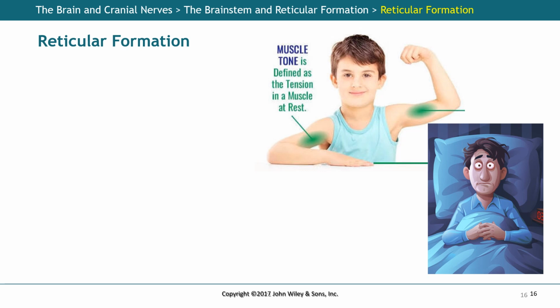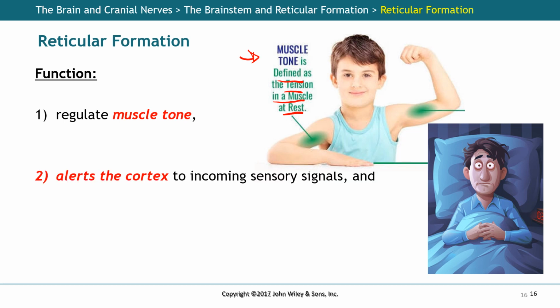So there are many functions. I'm just going to highlight three. One of them, as you can see here, is helping to regulate muscle tone, and muscle tone is defined as the tension in a muscle at rest. So here you can see this man showing his muscle because the reticular formation is working well, and it's helping to regulate his muscle tone. The other thing that the reticular formation is involved in is helping the brain alert the cortex that there are incoming sensory signals.